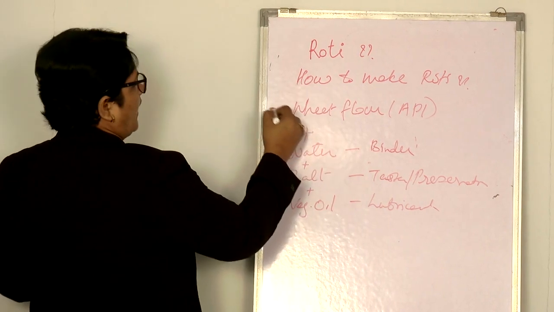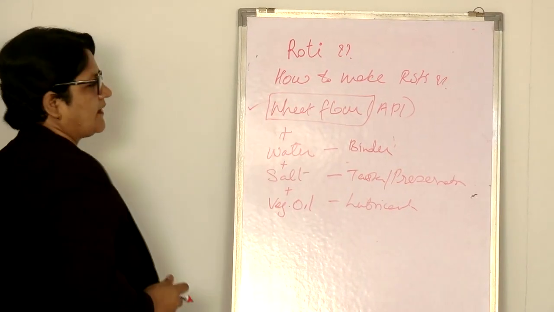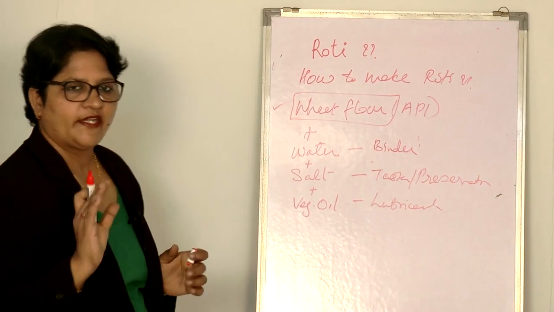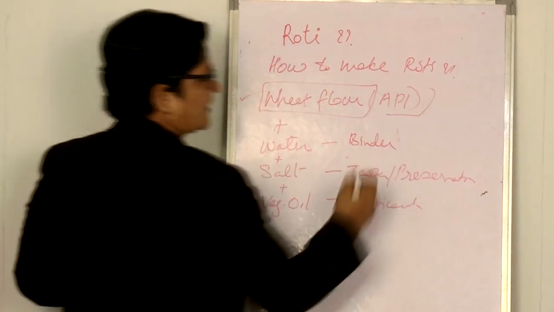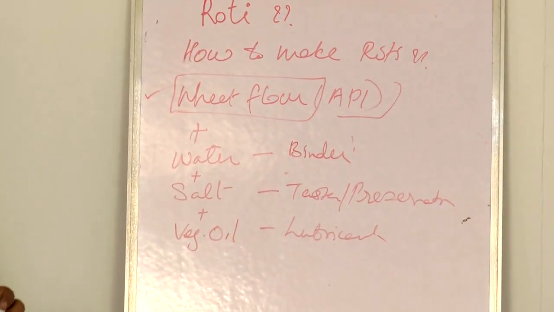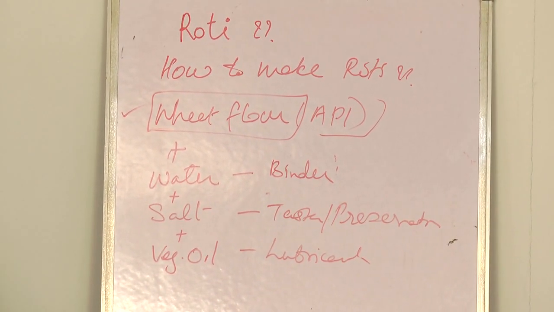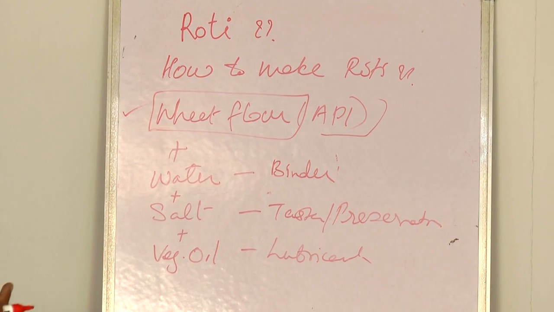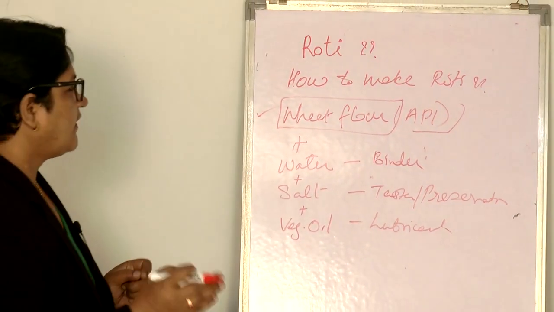So when we select wheat flour, we have to select good quality wheat flour, correct? Nowadays we get ready-made atta, that is Aashirvaad atta or Pillsbury atta, but in the old days we used to select the actual wheat, whether it is Surti wheat or Lokwan wheat, like that. So there are different types of wheat and wheat flour available in the market.